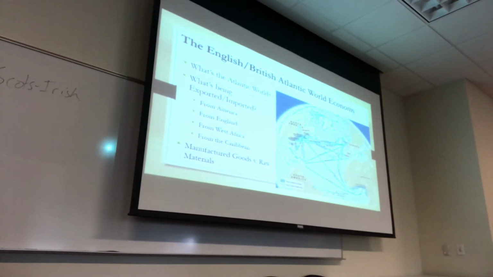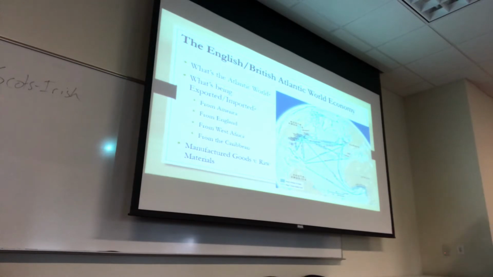What's the difference between raw materials or cash crops on the one hand and then manufactured goods on the other? Manufactured goods are things that are made. We're talking raw materials or commodities. Those are things that either you harvest from nature, like timber or fish, or things that you plant and grow and cultivate, like wheat, tobacco, rice, etc.